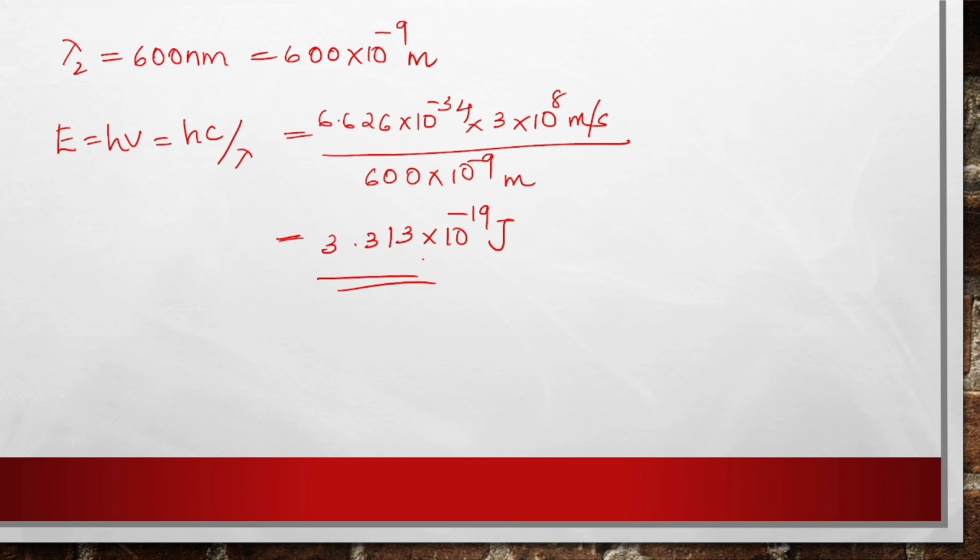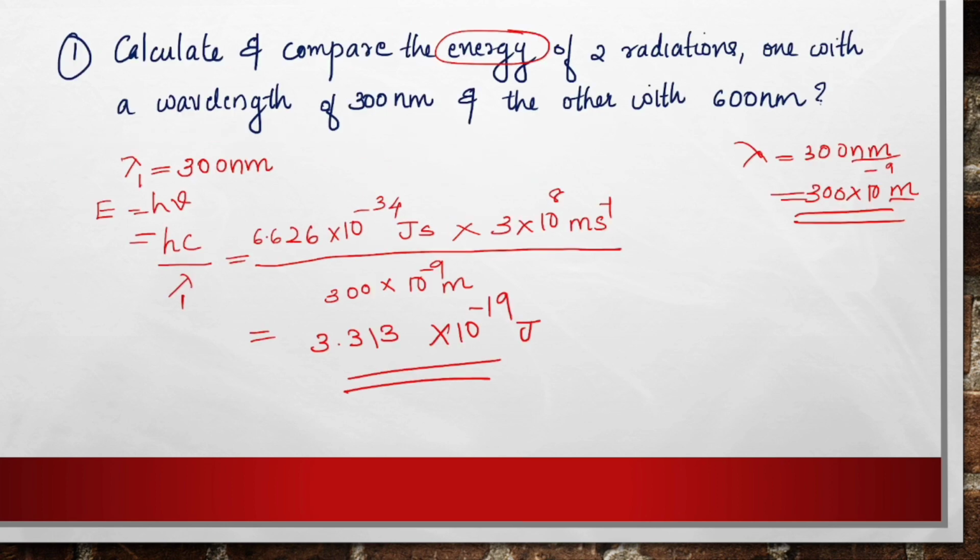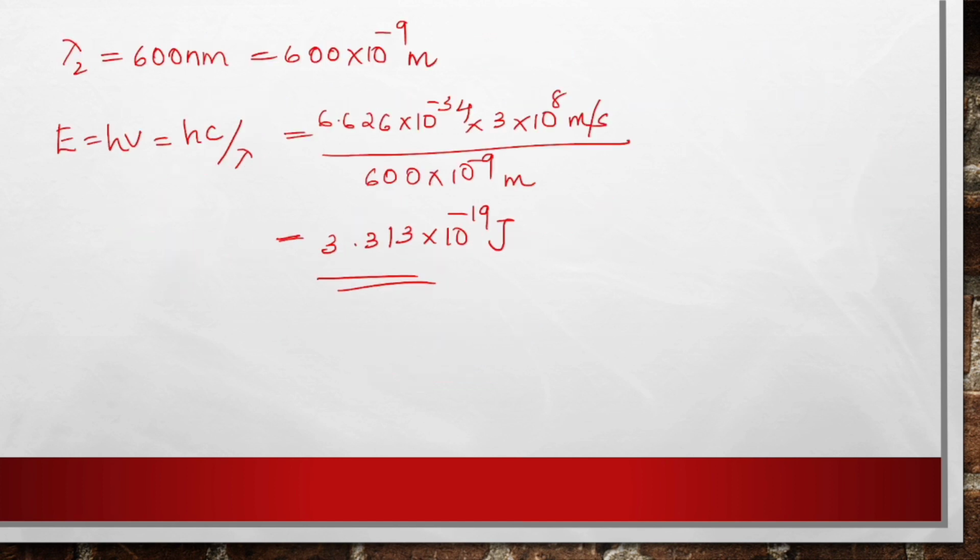The last one, the value will be what? There is a slight change. It will be 6.626 into 10 raised to minus 19 joule, the value of E1. Okay, this is E1. And E2 value will be 3.313 into 10 raised to minus 19 joule. Just calculate and tell. Okay, so E1 and E2 we got.